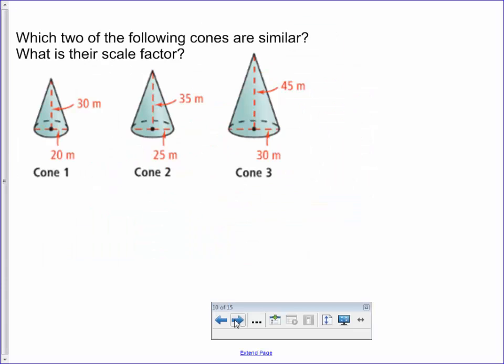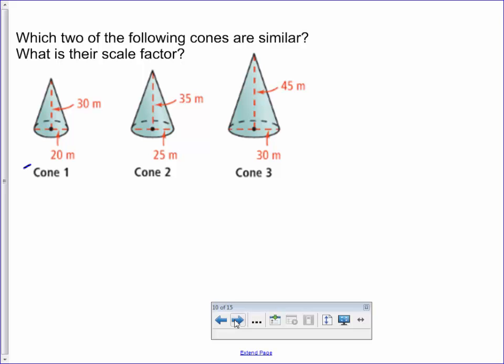So first, it's just asking us which ones are similar. You're still going to set up a scale factor, no matter if it's a 3-dimensional shape or a 2-dimensional shape. So go ahead and see if you can figure out which two are similar with the same scale factor, and then tell me what the scale factor is.